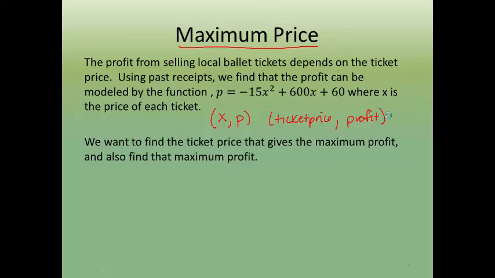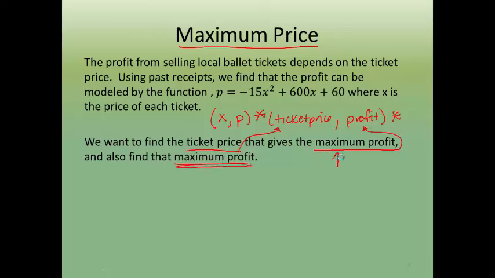I think it's really important to know what your variables represent so that as you're solving, you're answering the questions appropriately. So it might be a really good idea to write this down. It doesn't take a lot of work and it's really going to help most of you out in the end. We want to find the ticket price. Ooh, that means we're finding an x value that gives the maximum profit. Well, that's the y value. And also find the maximum profit.